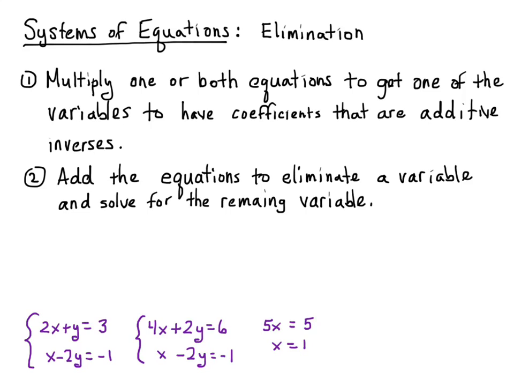Okay? You see what I'm doing there? I'm taking these two equations together. So I get 4x plus x, and then I take 2y minus 2y, and so the y's just go away, and then I have 6 minus 1, and so my equation turns out to be 5x equals 5, and then simplify that to x equals 1.